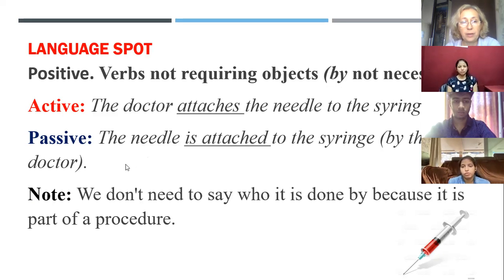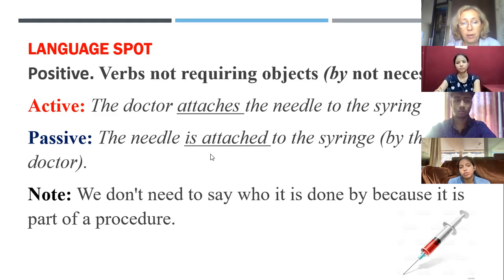The example of the sentence in the active voice is, the doctor attaches the needle to the syringe. You remember the picture of the syringe is given here on this slide. And the doctor does it himself. That is why the verb attaches is used in the active voice. And the passive voice sentence: the needle is attached to the syringe. We do not necessarily need to use by the doctor. We can use it, but it's optional.